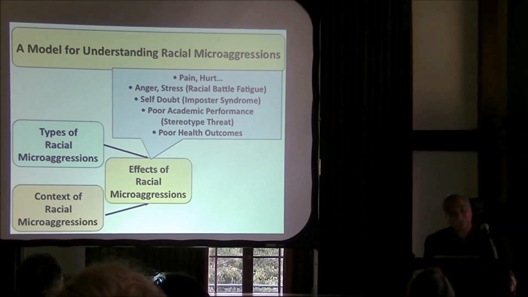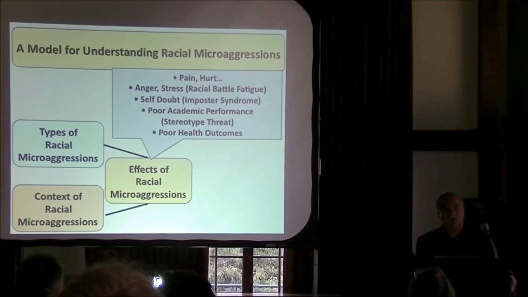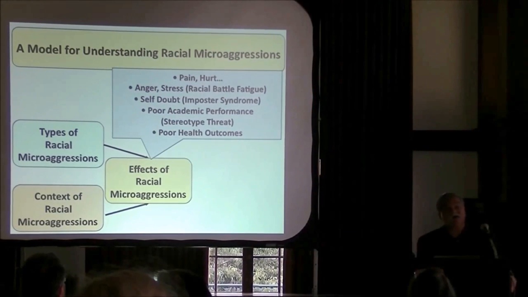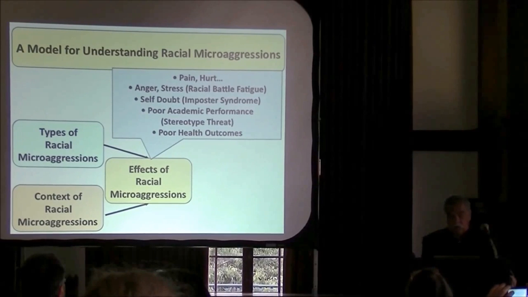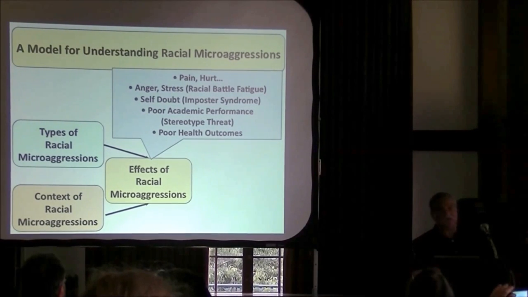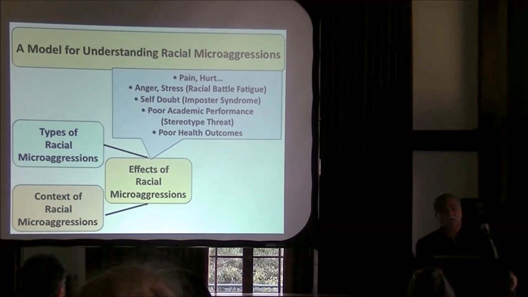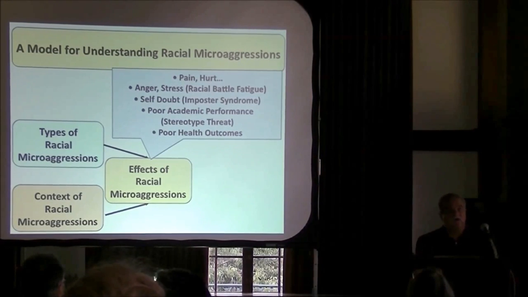You get angry, stressed, or what our colleague at the University of Utah, William Smith, calls racial battle fatigue. You doubt yourself, or what people call imposter syndrome. When are they going to find out that I shouldn't be here? Poor academic performance. I think our colleague, I think he's up at Berkeley now, Claude Steele, him and Josh Aronson wrote early on about this concept called stereotype threat.